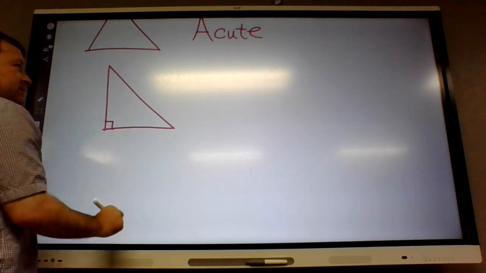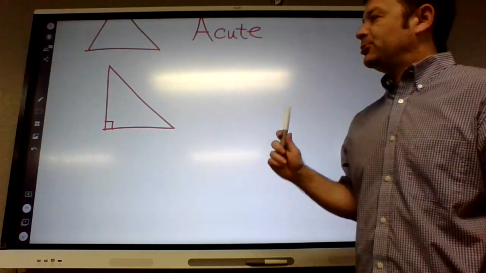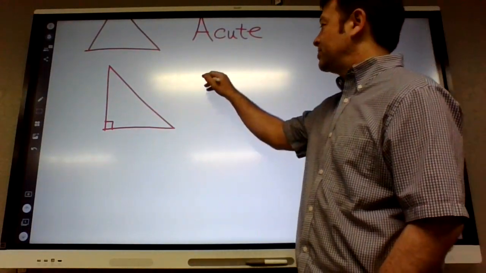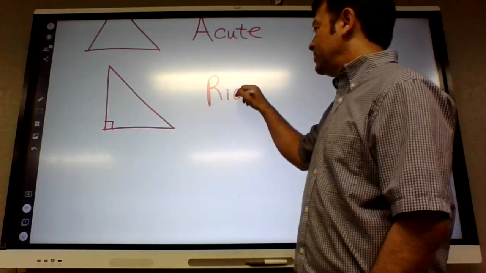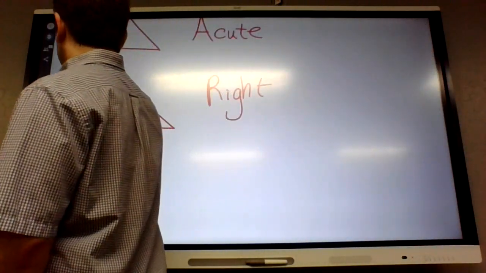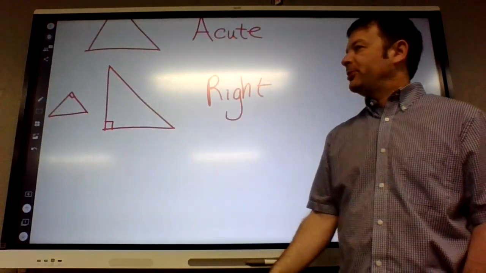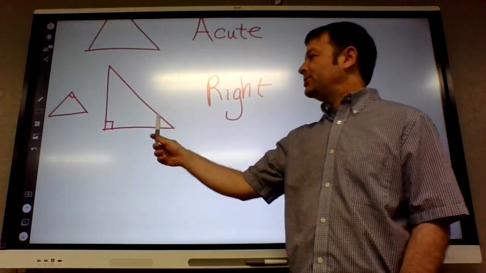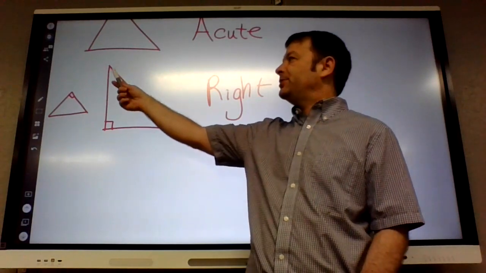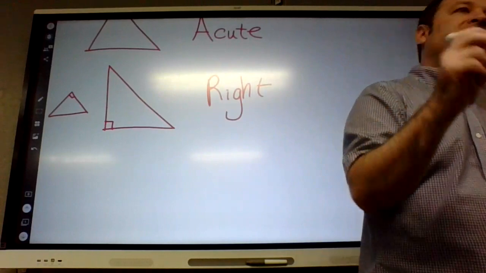What kind of triangle is this? Right angle triangle. Okay, if it has one right angle, it is called a right triangle. It could look like this, could look like that. Those are both right triangles. Notice the two, what kind of angles are the two not right? Acute angles. So it's got one right angle, two acute angles.